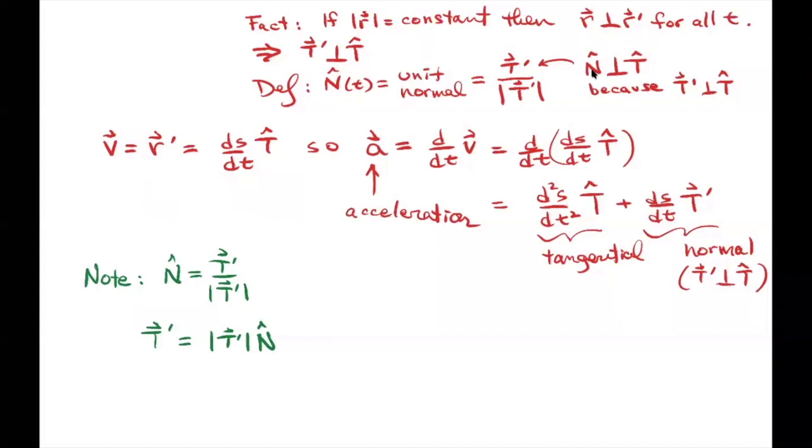So when I refer to a normal component of acceleration, I really do want to use n for that. So I'm going to go back and keep writing on this and say, okay, acceleration is d2s over dt squared, and we're not going to change this part at all. This is perfect the way it is, times t. And then plus this other thing, ds over dt times t prime, which I'm going to write as the magnitude of t prime times the unit normal.